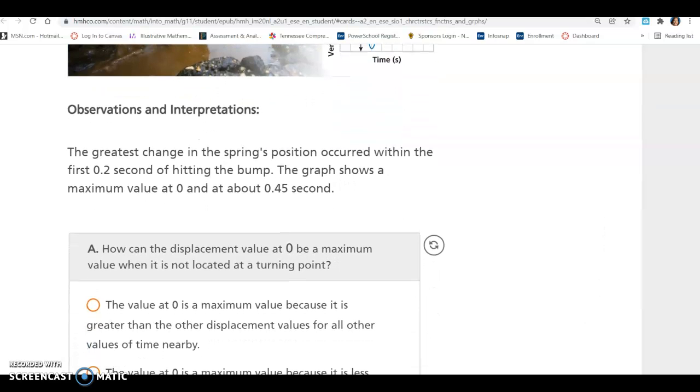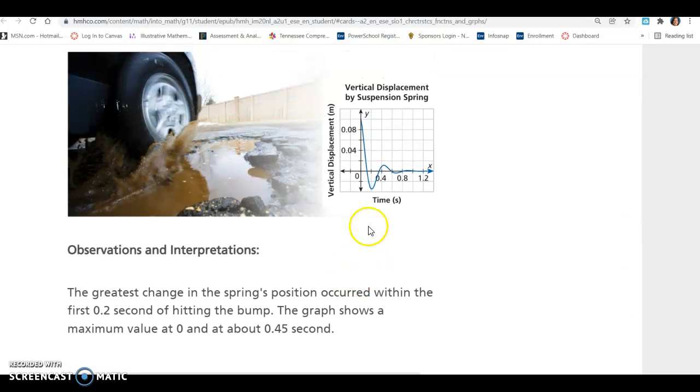Observations and interpretations. The greatest change in the spring's position occurred within the first 0.2 seconds of hitting the bump. So you can see the first 0.2 seconds of hitting the bump, this is 0.2. So you can see here, that's the biggest change.